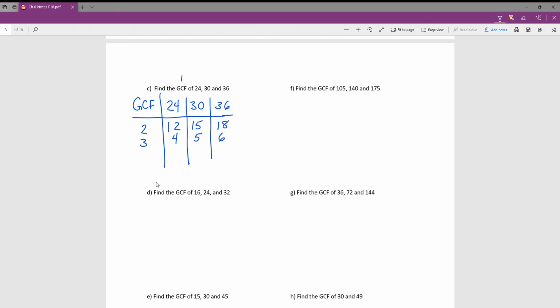Remember, that's what the C stood for, was common. And in this chart system, I have to have a common factor in these numbers in order to keep going. And so for this one, the answer is whatever these numbers are multiplied together. So 6 would be my answer. That is the greatest common factor. That's the biggest number that would divide into these three numbers evenly.